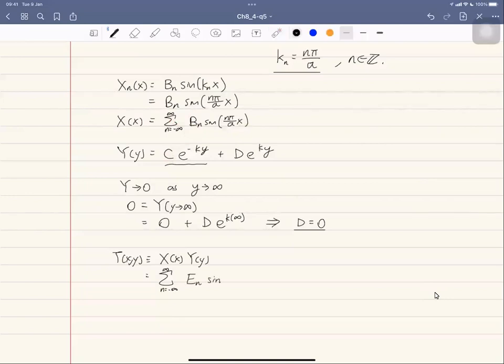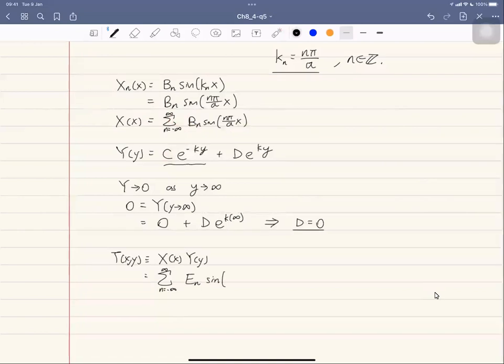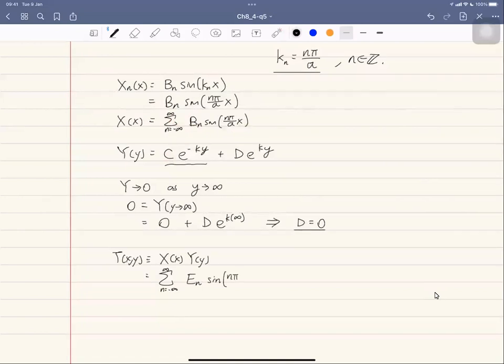You can just keep it as b or whatever, as long as you understand that's a different constant. As long as it's a constant, it's fine. So we have b sine of n pi x over a, e to the minus k y. I know what k has to be in order to satisfy the whole thing, so we're going to put that in as well, n pi over a y.